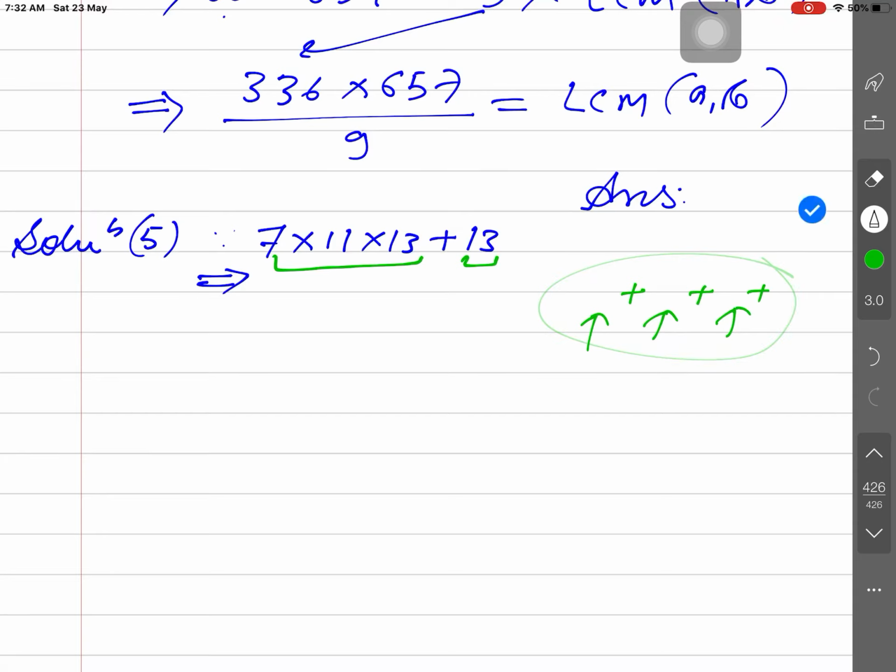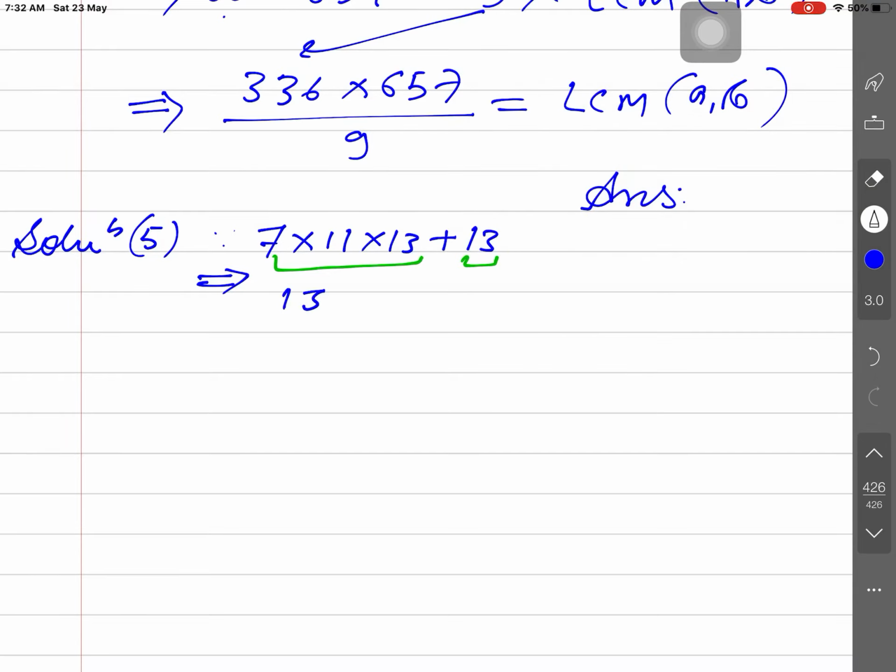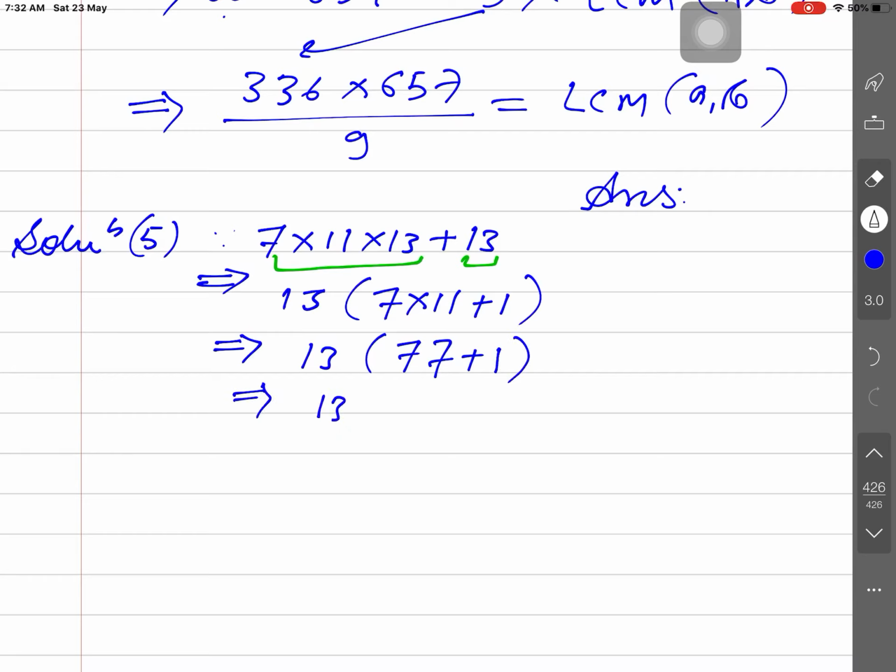Clear or not, guys? So how many terms are there? Two terms are here. What is common in both the terms? 13. So take 13 common. What's left here? 7 into 11 plus 1. Now again, what is to be done here? 7 into 11 is 77, plus 1. Furthermore, 13 into what? 78.